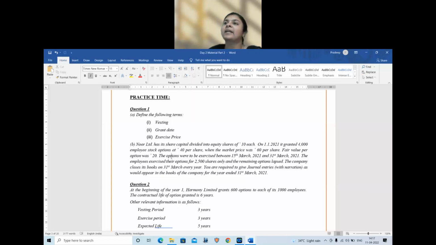So the options are granted from 1/1, and within the same year itself, the options are getting vested. So the entire expense of ESOP will be recognized in the same year. So please pass the journal entries. First, start with expenses recognition as on 31st March.